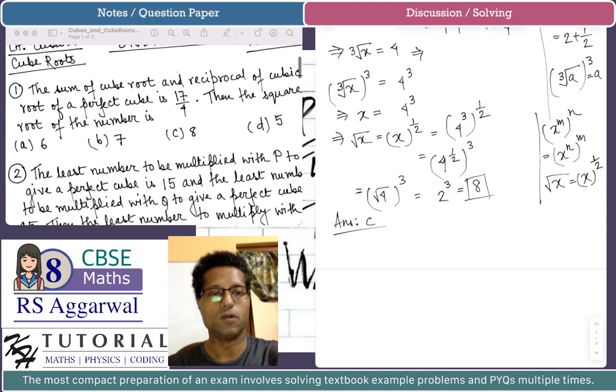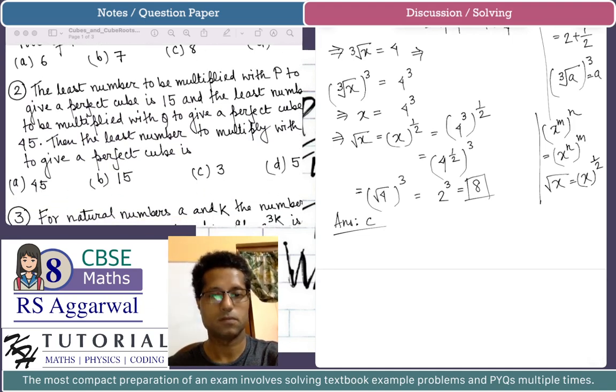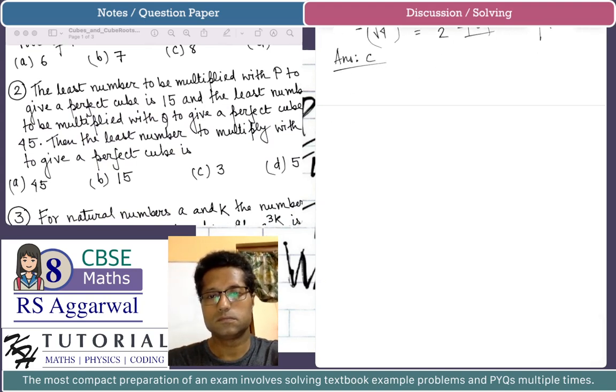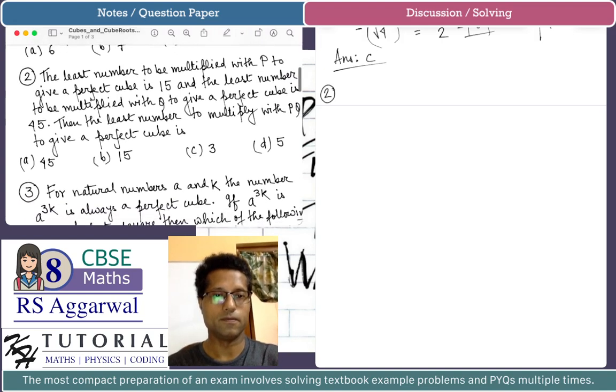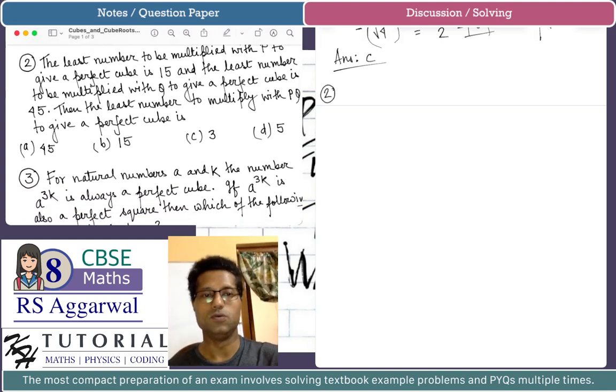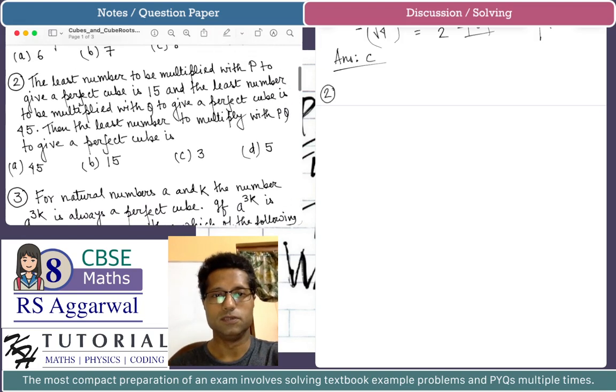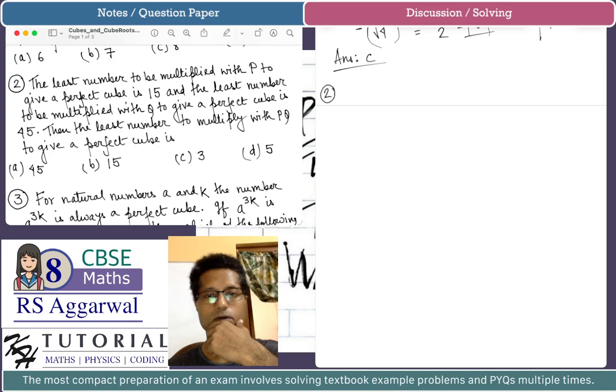Okay, let's do problem number 2. The least number to be multiplied with p to give a perfect cube is 15, and the least number to be multiplied with q to give a perfect cube is 45. Then the least number to multiply with pq to give a perfect cube is, so it is given that p and q are some numbers. The least number to be multiplied with p to make it a perfect cube is 15.